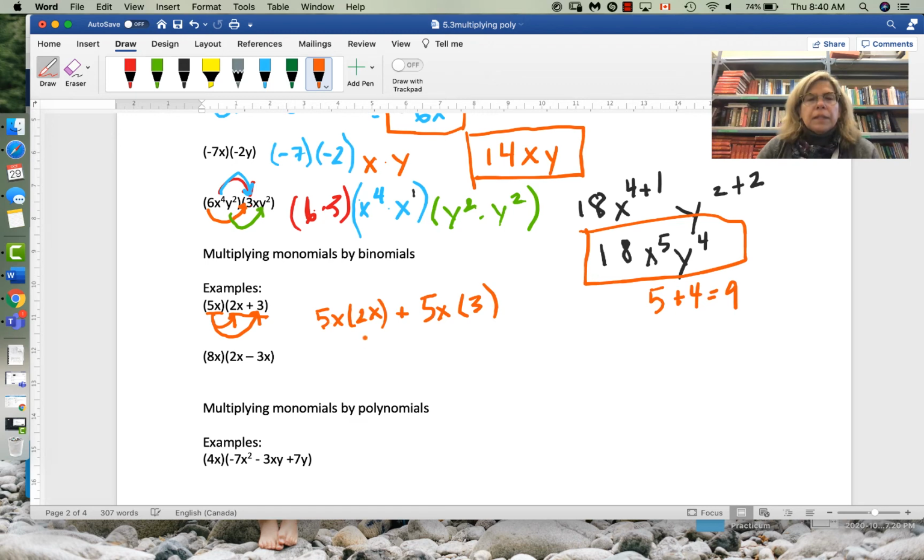And so that's 10x. 5 times 2 is 10, so you're multiplying your monomials. x times x is x squared, plus 5 times 3 is 15, and that x. So to multiply 5x times 2x plus 3, you just simply multiply the 5x by each term, so 5x times 2x plus 5x times 3, and add them together, and that's your result.